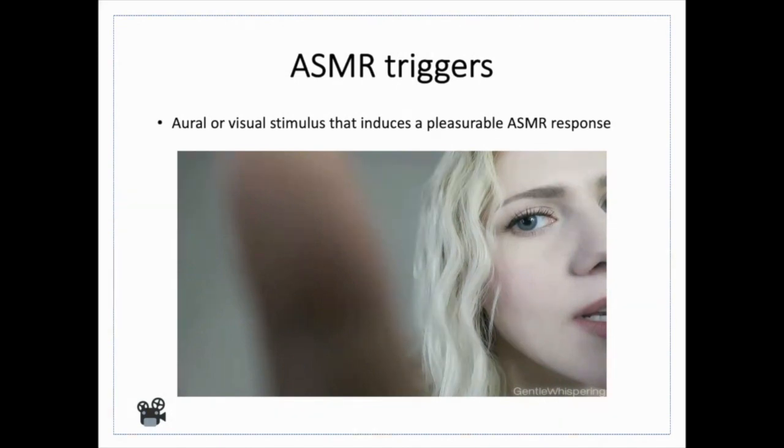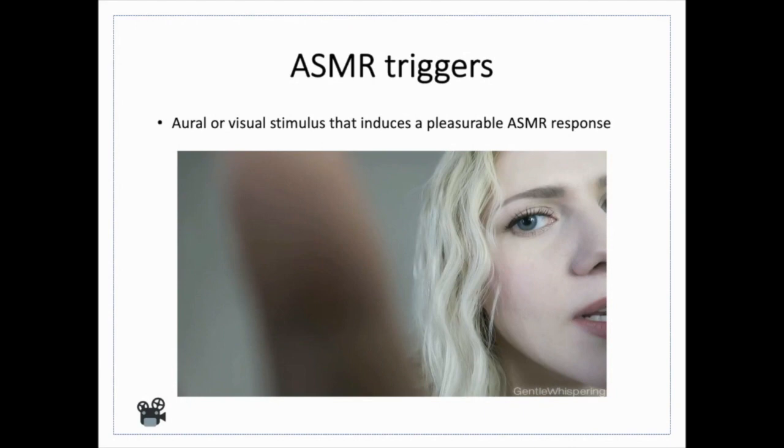So ASMR is triggered by various phenomena. These are visual or oral stimuli that induce these sensations in the person, in their brain, creating this kind of tingling feeling. Kind of like your hair standing on end when you've had a really nice massage, that really pleasant feeling. The triggers are usually auditory, resulting from acts such as tapping, crinkling, whispering, touching different kinds of materials, speaking with a calming voice quality.